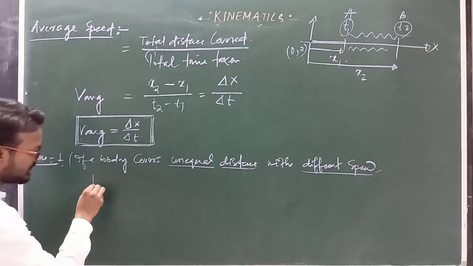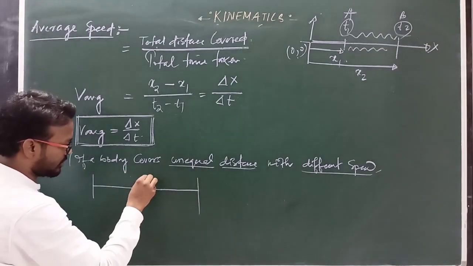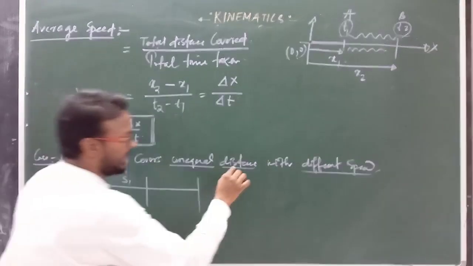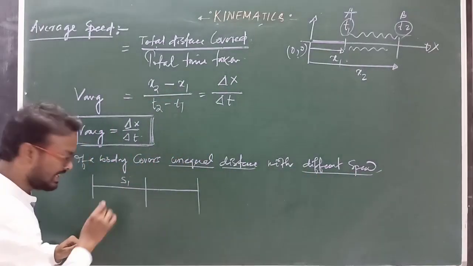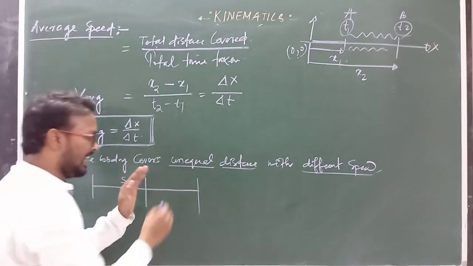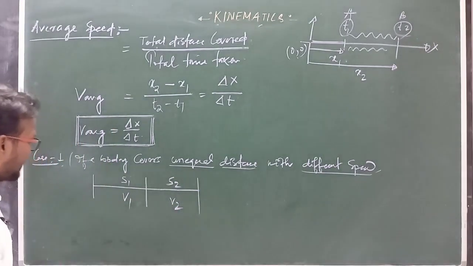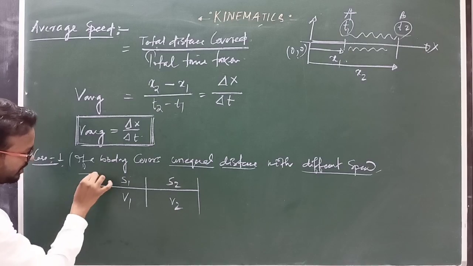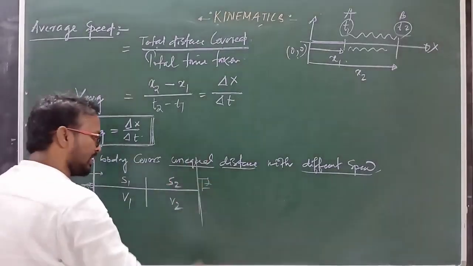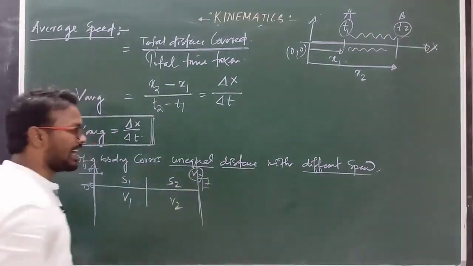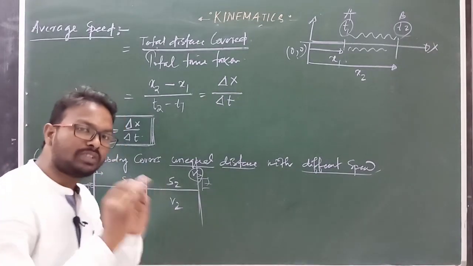That means suppose I am taking this distance. Suppose a body covers unequal distances: this is distance s1 with speed v1, and another distance s2 with speed v2. Clear? So this is the starting point of the car, and this is the last point of the car. In this case, from point A to point B, we have to calculate the average speed. How can we calculate average speed in this case? First we have to find the total distance.